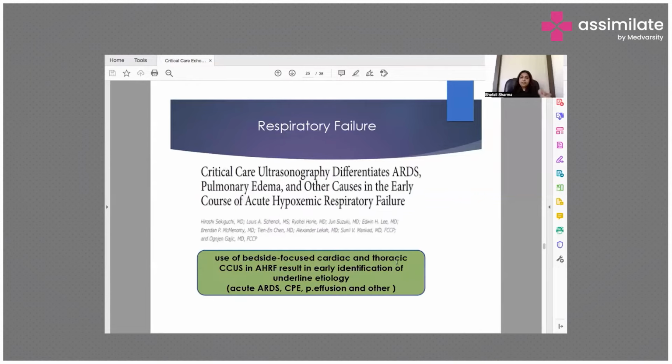In respiratory failure, critical care ultrasonography can differentiate ARDS, pulmonary edema, and other causes in the early course of acute hypoxemic respiratory failure. The use of echo, especially cardiac and then thoracic, that is lung ultrasound, in acute heart failure resulted in early diagnosis of the underlying etiology.